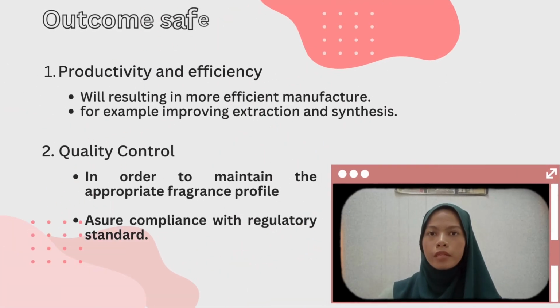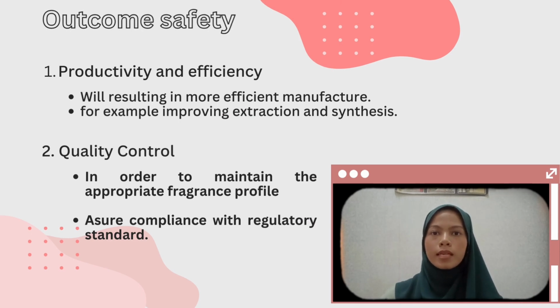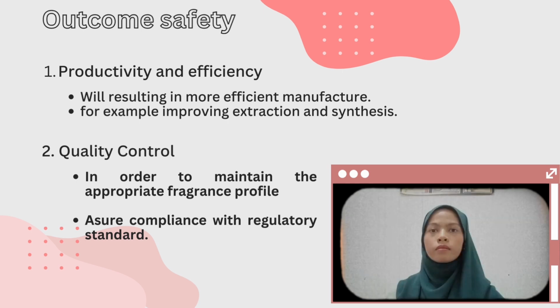Move on to the next part, which is the outcome from process and safety measures. In industrial chemistry, there are various techniques and safety precautions used in order to ensure the efficient manufacturing of chemicals while also protecting the well-being of workers and the environment. The outcomes that result from this procedure and safety are productivity and quality control.